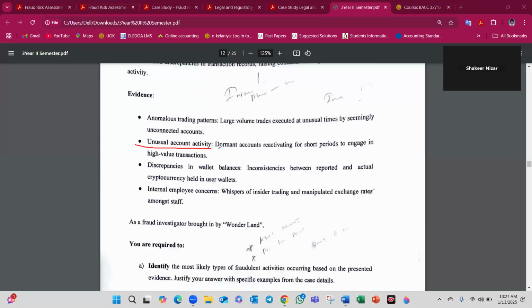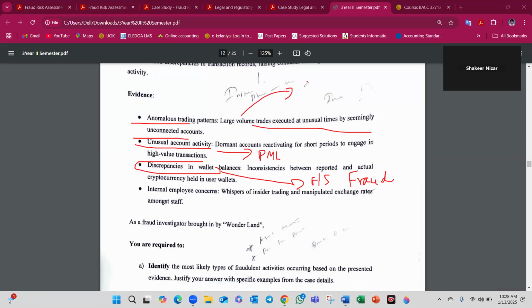Money laundering, unusual account, a dormant account, like PML, prevention of money laundering, right? Discrepancies in wallet balance, this is sometimes financial statement fraud. FS fraud, yeah, right? It can be like that. Frauds are collusion, anomalies in trade, large volume executed at unusual times. This is again financial statement fraud, which can happen because of fictitious revenue, because the cut-off issues can be there.